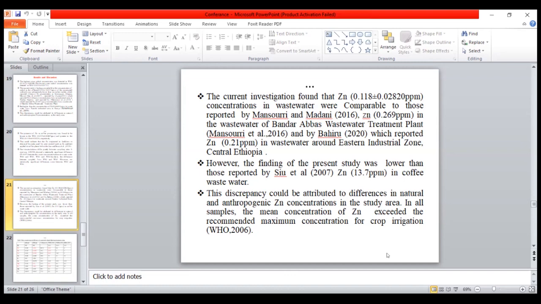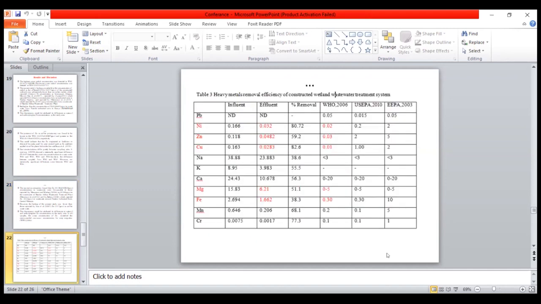However, the finding of the present study was lower than reported by SIU in 2007. This discrepancy is due to differences in natural and anthropogenic zinc concentration. As you can see, the nickel effluent was 0.03, which is greater than the WHO standard. And also zinc was 0.048, which is also greater than the WHO standard.